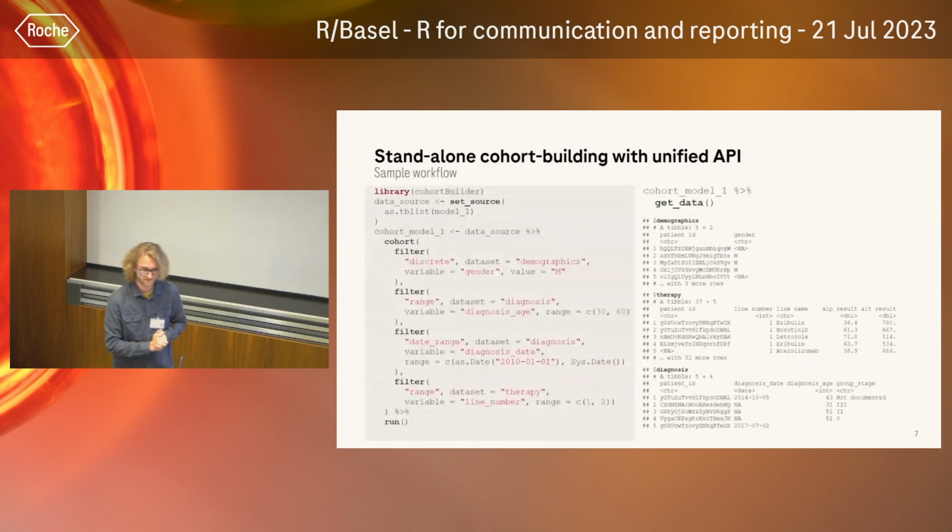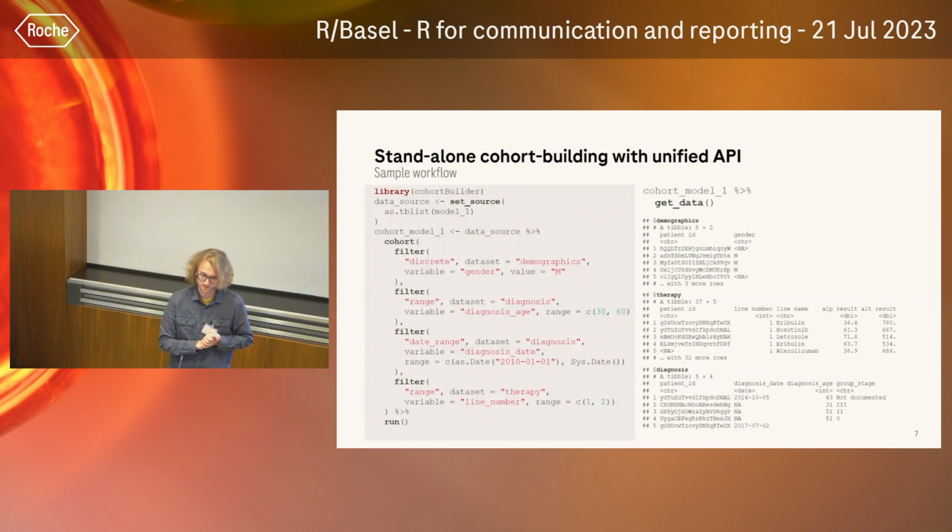So here is how it works. First we create our model, which is actually a list of three data tables, demographics, therapy, and diagnosis with some columns included. First, what we do is define the source with the setSource function. We convert the list of data frames into the TB list because it allows us to have the names of each data frame. A small thing, but useful. And then the source is passed into the cohort function along with the configuration for filters. Each filter has its own type.